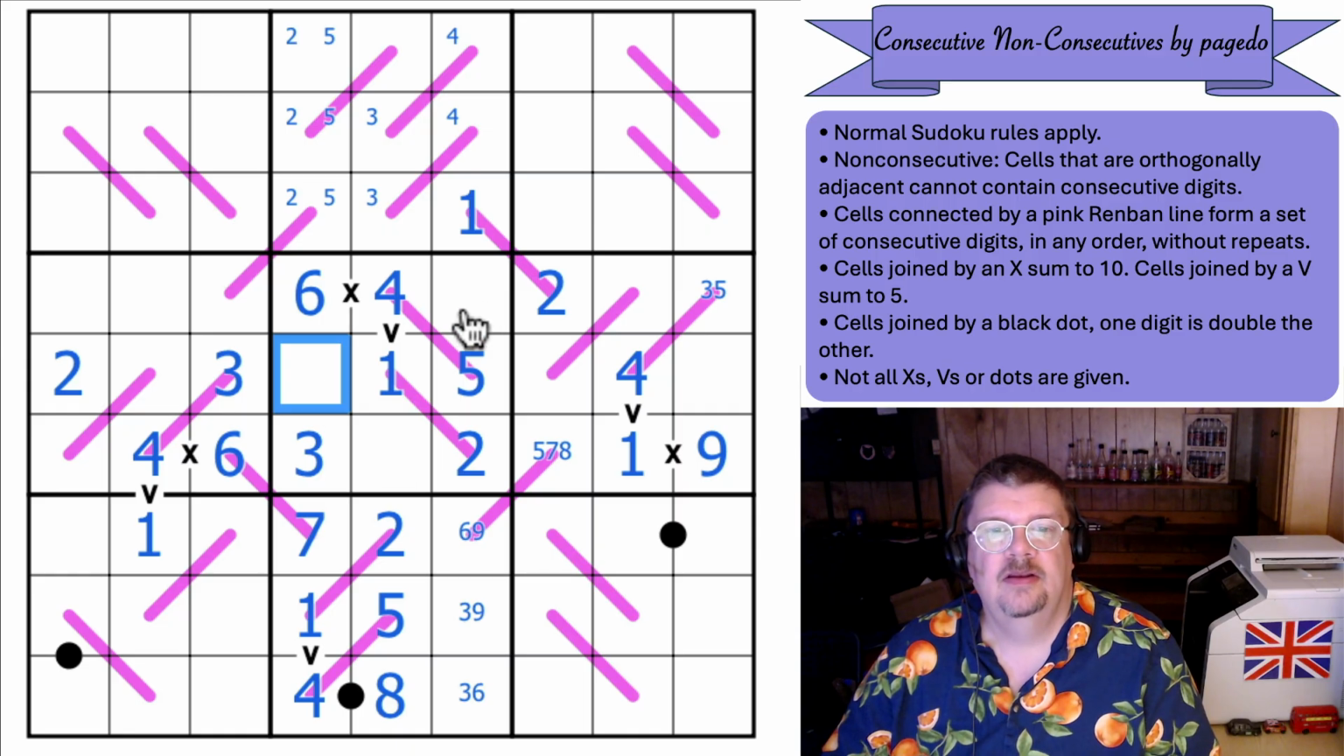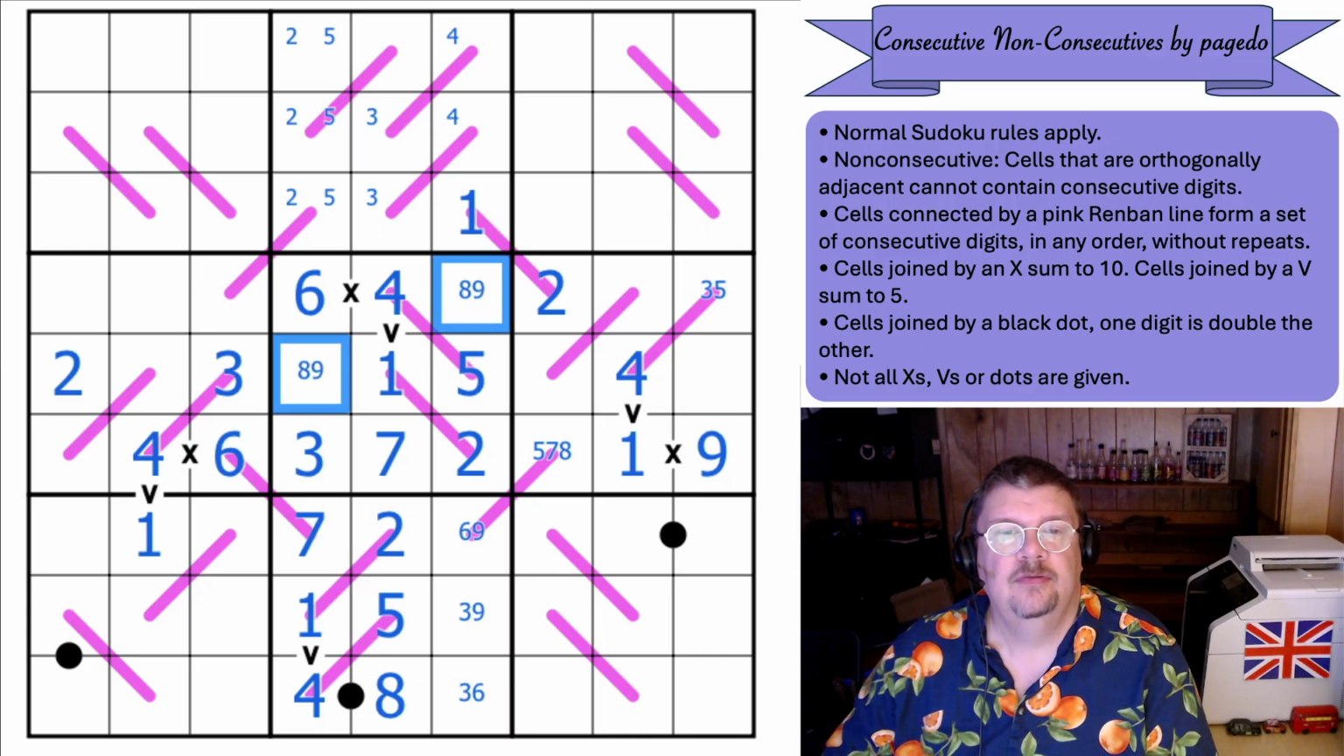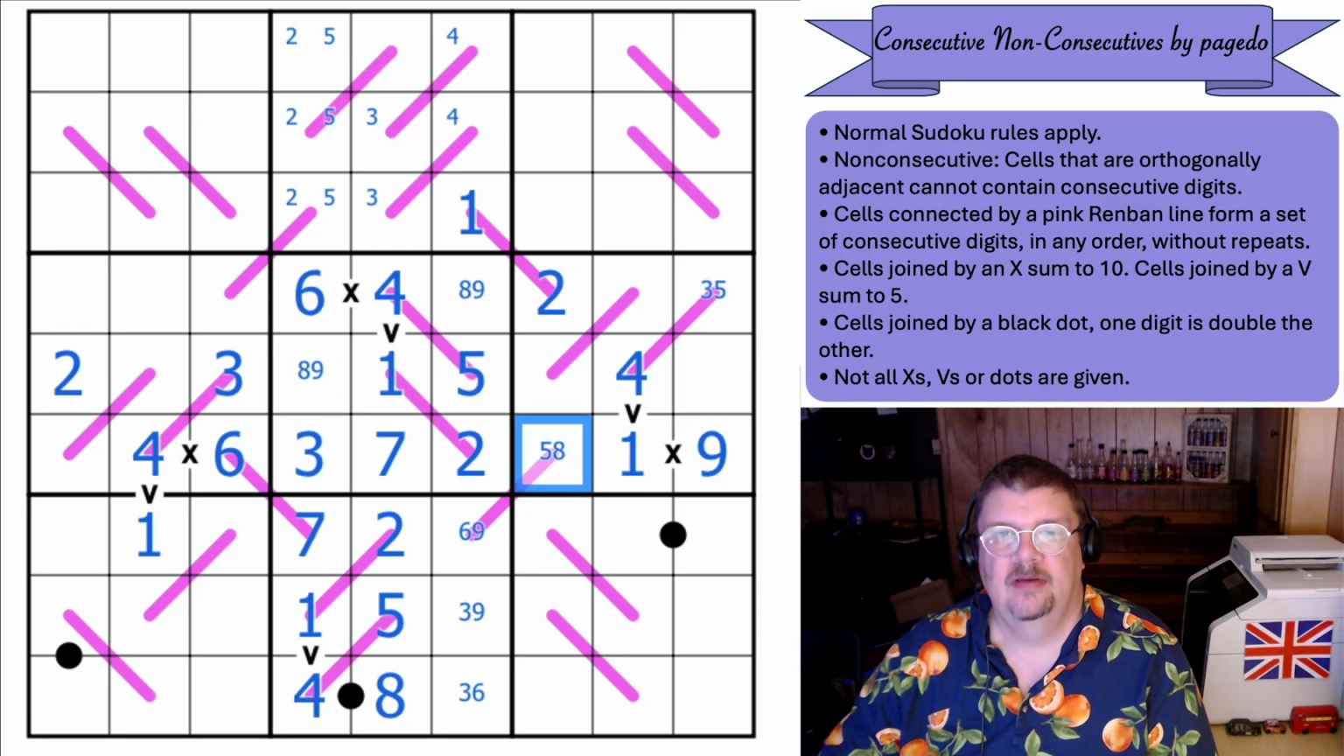We need 7, 8, and 9 to fill out the box. That sees 8 and 9, so that's a 7. And that becomes an 8, 9 pair. I don't see any obvious restrictions there. Okay, that is no longer 7.